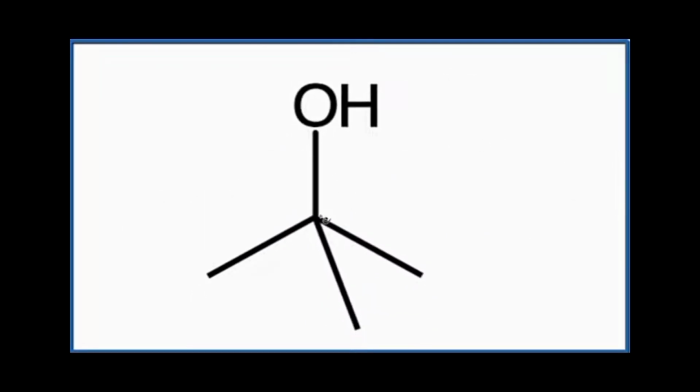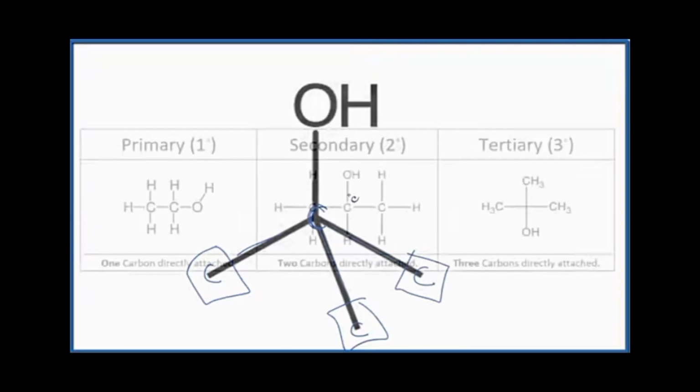So when you have something like this, we know there's a carbon here, and then there would be carbons at the end as well. So identify this as primary, secondary, or tertiary. So here's the carbon that's bonded to the OH group, and we have 1, 2, and then 3 carbons attached directly to it. That's a tertiary alcohol.